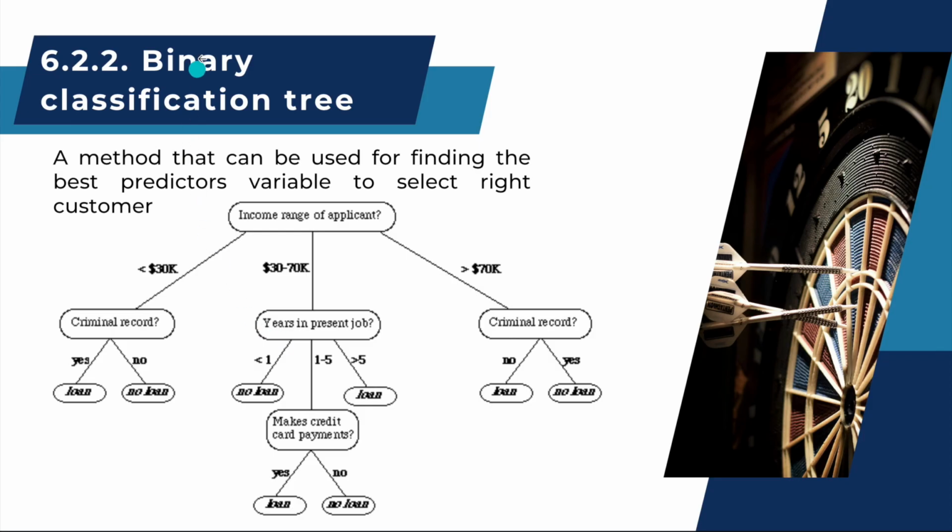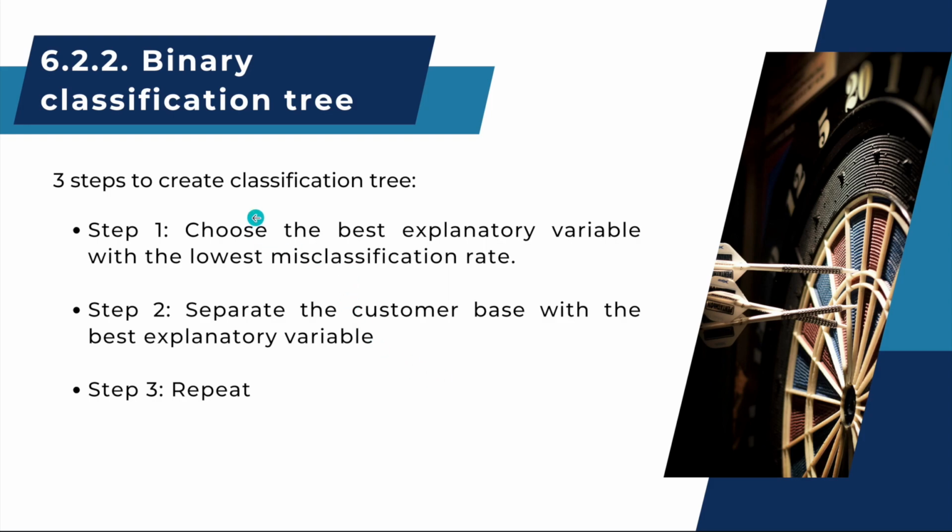Binary classification trees. About definition, this method can help us to find the best predictors of a 0 or 1 variable, which means yes or no. From that, we can select the right target customer. Here I got a quick example to help you understand binary classification tree better. A guy comes to a bank for a loan, and depending on his income, the bank decides whether to allow him to make a loan or not. We have 3 steps to create a classification tree.